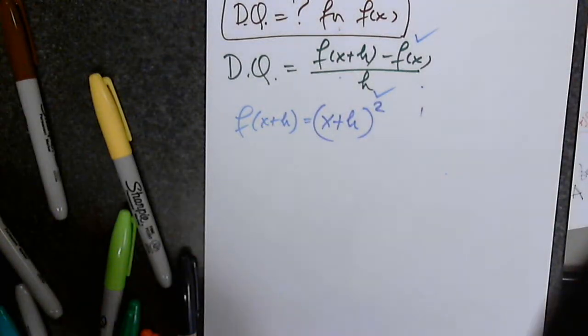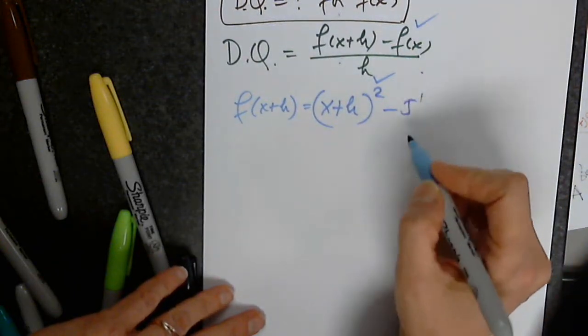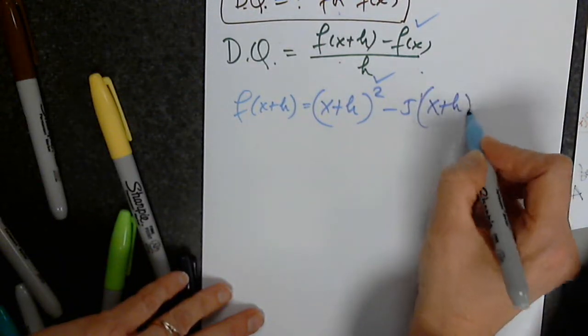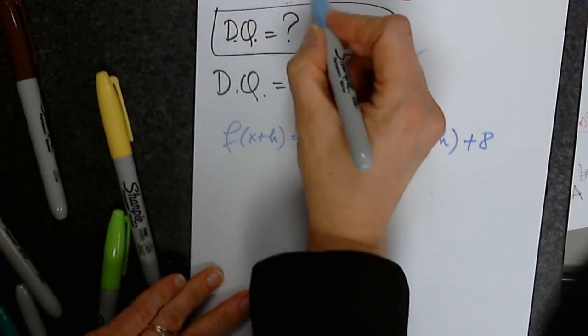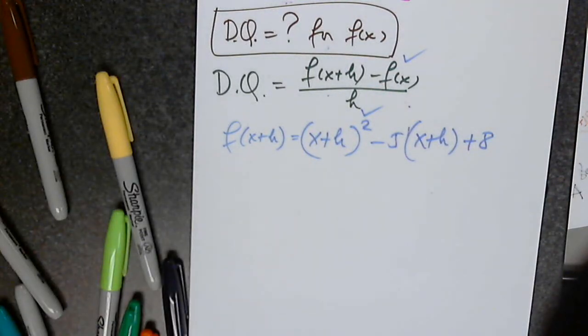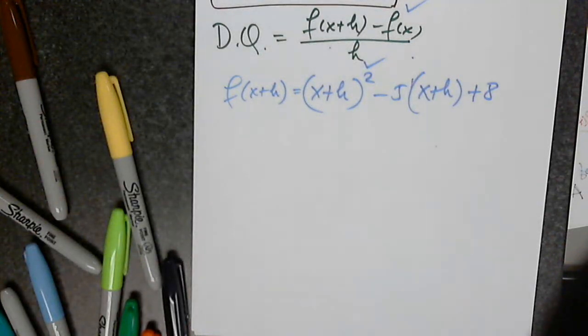Everything squared with parentheses. Without parentheses makes no sense. And then minus, in parentheses, and plus 8. One more time. This is the blah. I replace the blah, and I replace the blah. Everywhere I see x, I replace it with x plus h. Is this clear for everyone? Okay, perfect. Next, I need to simplify this as much as possible.